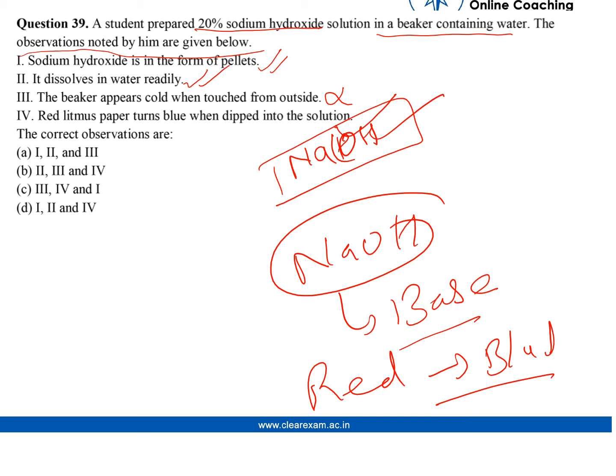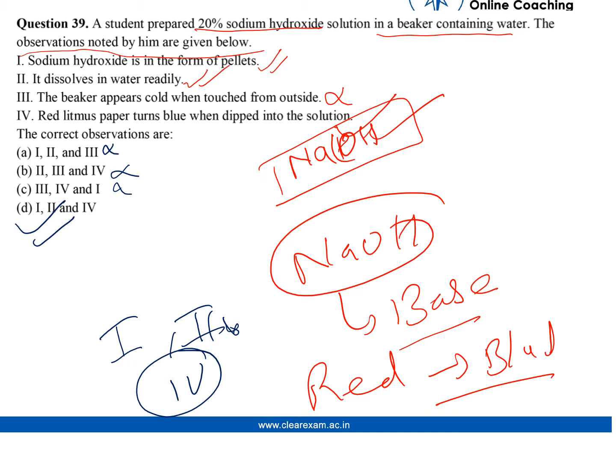So our correct options are first one, second one, and fourth one. For checking the answer options, the first one is incorrect, as 1, 2, and 3 are given. The second one is also incorrect, as 2, 3, and 4 are given. The third one is also incorrect, as 3, 4, and 1 are given. But the fourth one is correct, as 1, 2, and 4 are given. So our required answer is the fourth.